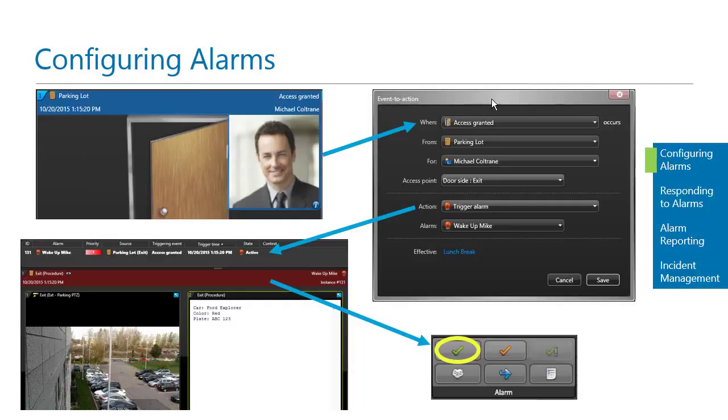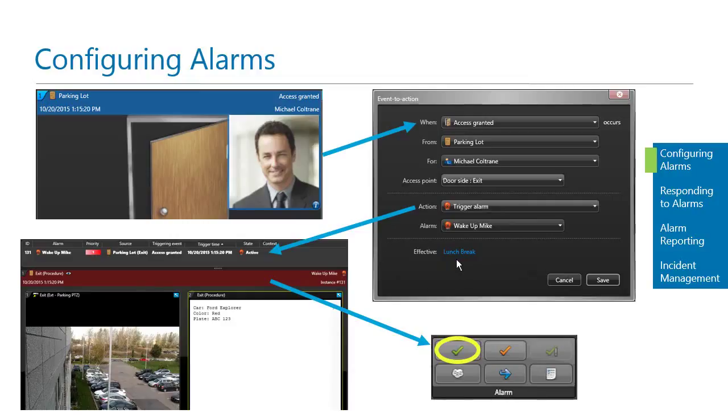So what we can do is we set up an event to action, and we say that when we get an access granted from the parking lot door, we can actually specify the exit point here. And we want to say it's only for Mike. So if anybody else goes through, it's okay. We know they're not going to go take a nap, so we don't need to do anything about that. And of course, our action is to trigger an alarm. We have a specific alarm set up for that, wake up Mike.